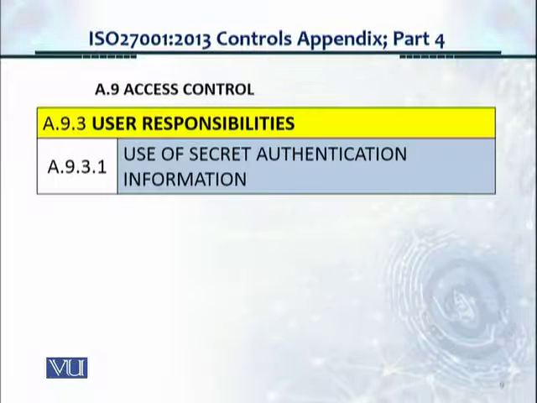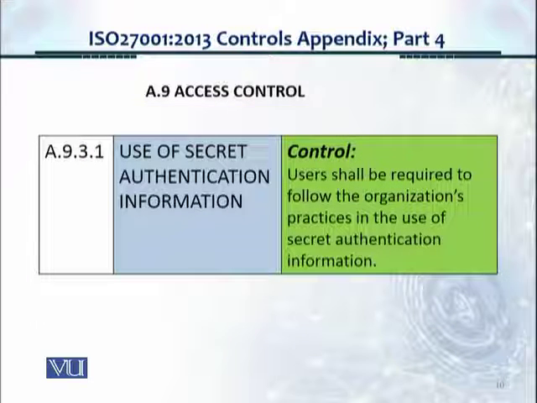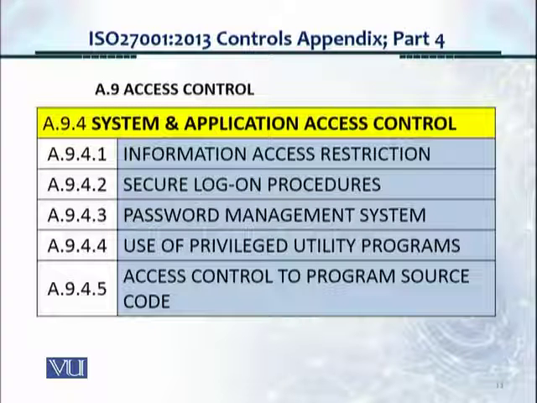Under access control, we have the third control objective, user responsibilities. So this says use of secret authentication information. And further description of the control is users shall be required to follow the organization's practices in the use of secret authentication information. And A.9.4 says system and application access control. So here we have 5 controls: information access restriction, secure logon procedures, password management system, use of privileged utility programs, and access control to program source code, which is very important.